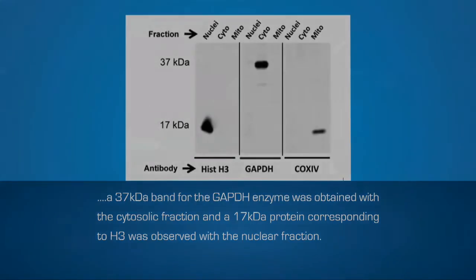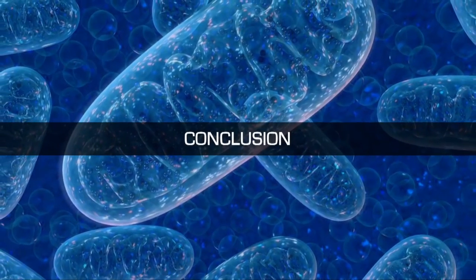In conclusion, after lysis of the cells of rat liver and subsequent fractionation by differential centrifugation, the cytosolic, nuclear, and mitochondrial fractions were analyzed with Western blot to detect specific proteins that are exclusively present in the three fractions. GAPDH, being a cytosolic enzyme involved in glycolysis, was observed in the cytosolic fraction. Similarly, specific proteins such as histone 3 and COX-4 were observed in nuclear and mitochondrial fractions respectively.